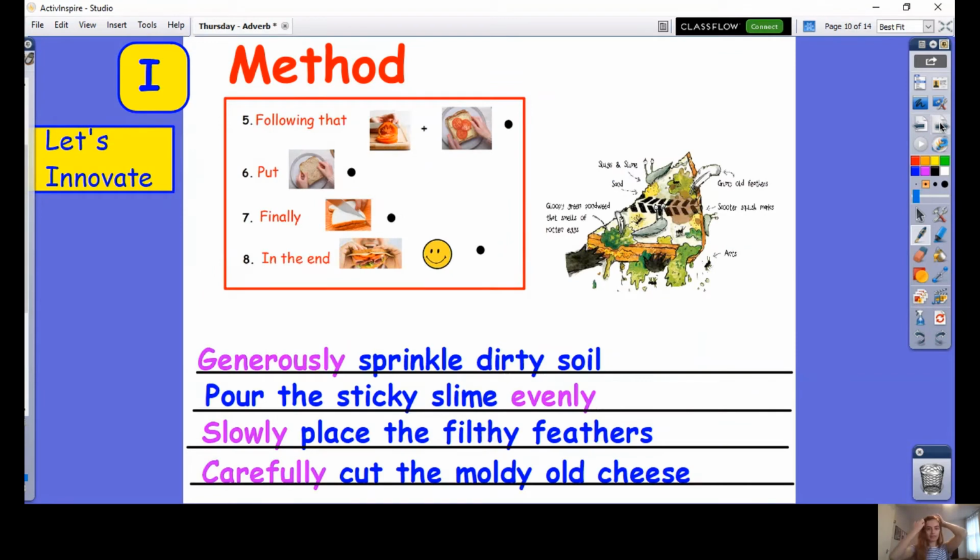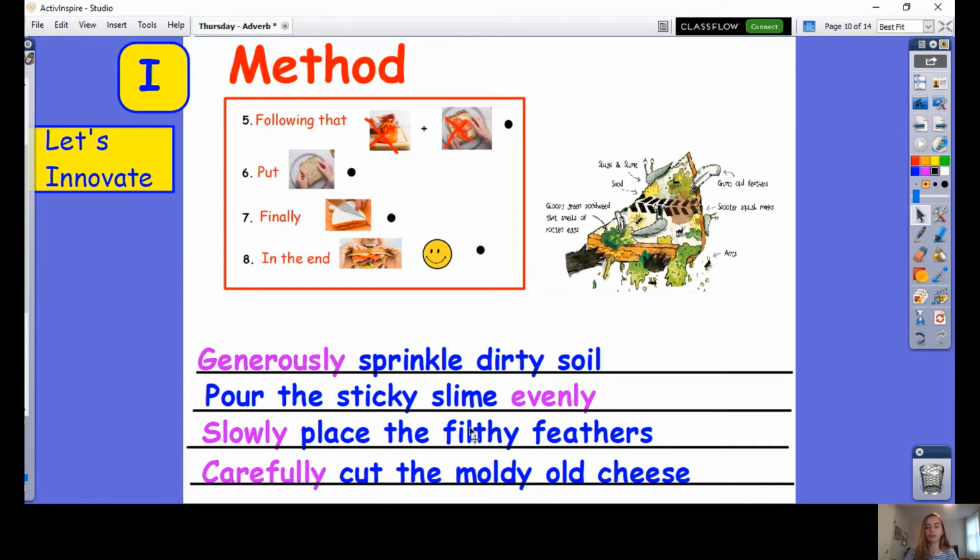So in our method today, we're not going to have chopping a tomato and placing on top of cheese. Those are delicious ingredients, and we need ingredients that are going to be gross and disgusting. So here are some ideas that I have. We could generously sprinkle dirty soil. Got my adverb, generously. We could pour the sticky slime evenly to make sure it covers all the bread.